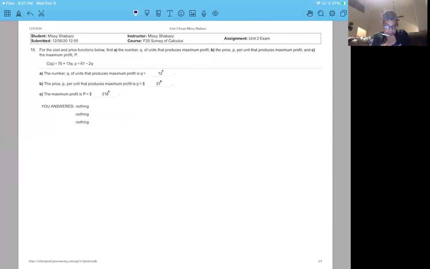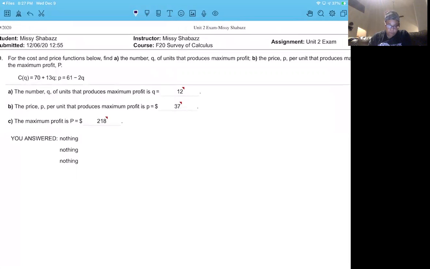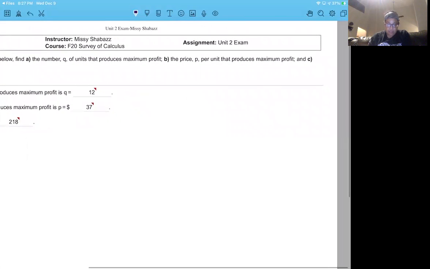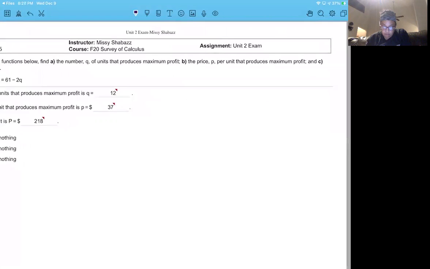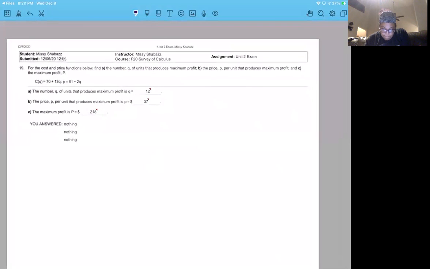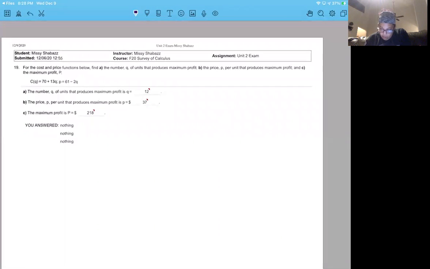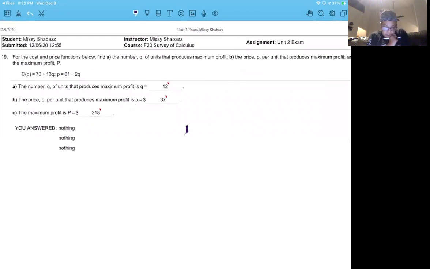All right, next question. For the cost and price functions below, find the number Q of units that produce the maximum profit, the price per unit P that produces the maximum profit, and the maximum profit. Oh, one of them is price. Okay, so I have a cost function and I have a price function.